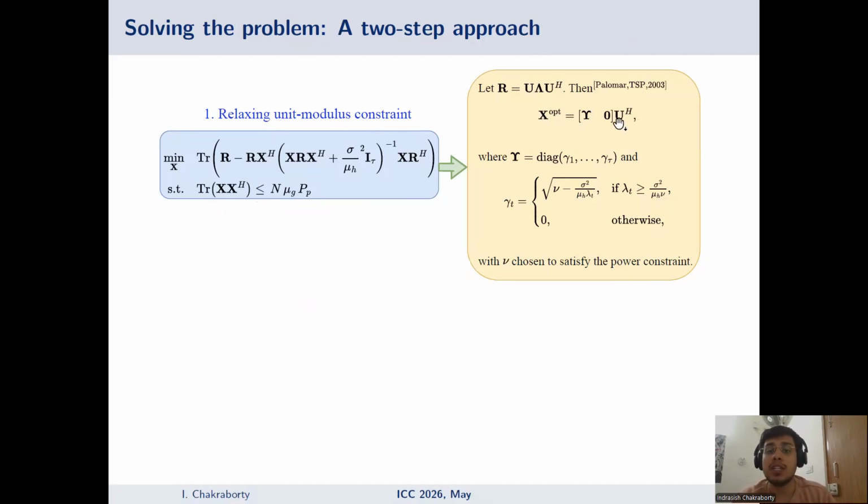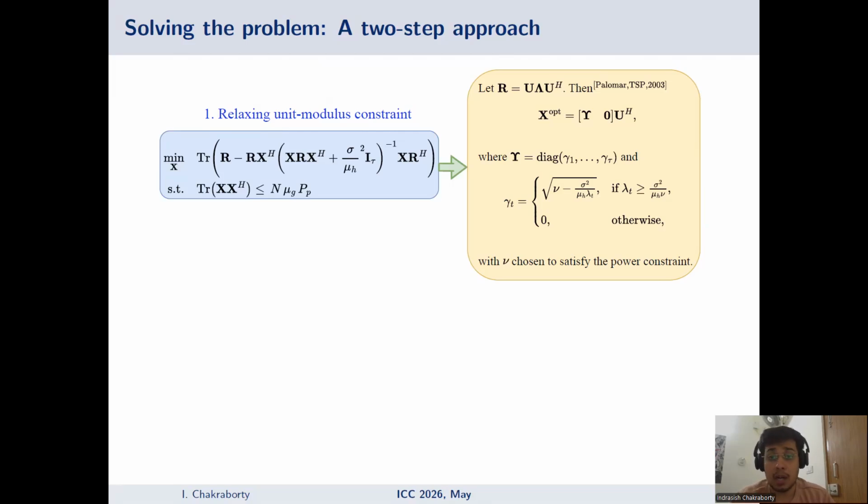And the optimal solution is in terms of the eigenvectors of the channel covariance matrix. The solution somewhat looks like a water filling kind of thing. You can look into our paper to get more info about this. For the interest of time, we'll move forward.